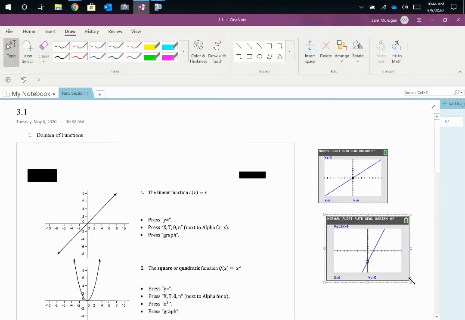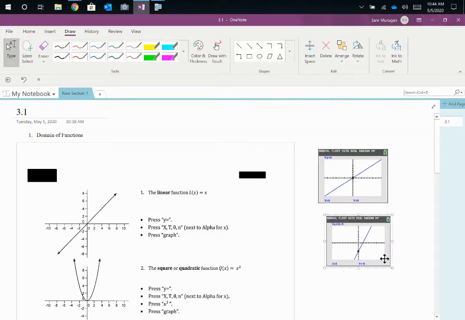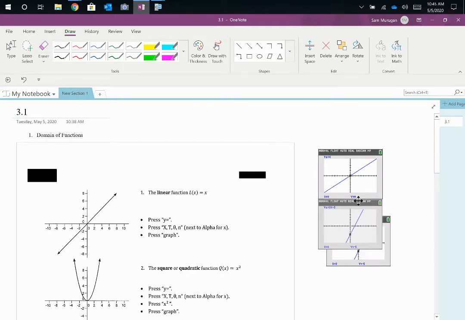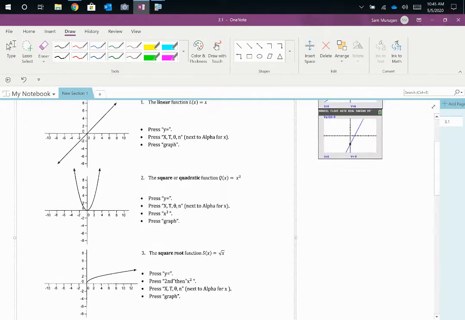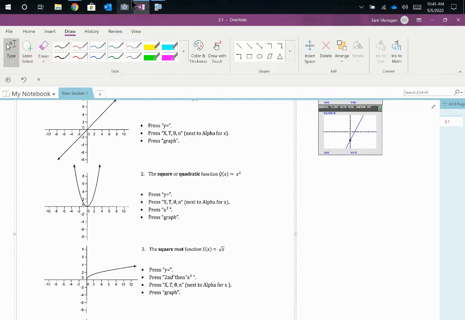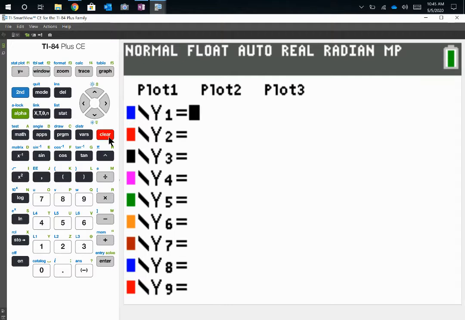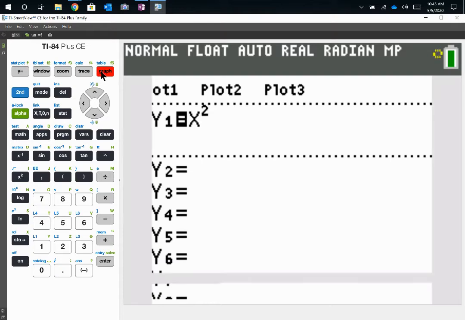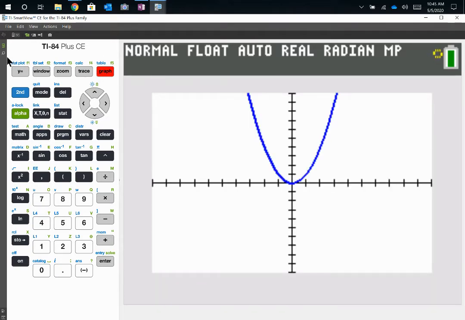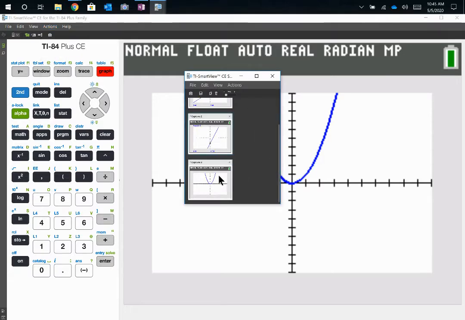And next we can talk about the square or the quadratic function. Let's move this up a little bit so we have some space. Okay, the square or the quadratic function. So again, we go to our calculator. Y equal, clear it, and press x squared. And this is the basic quadratic function. And you can capture that, place it into the notes.